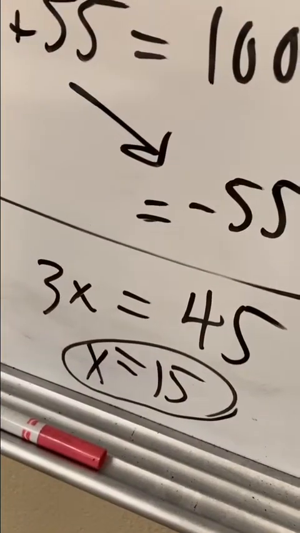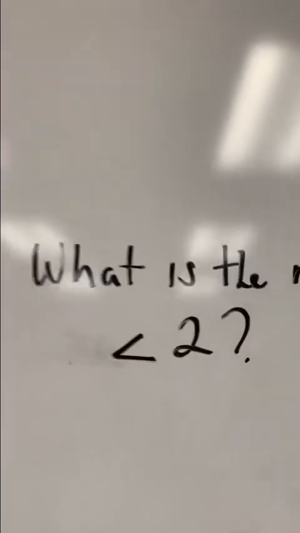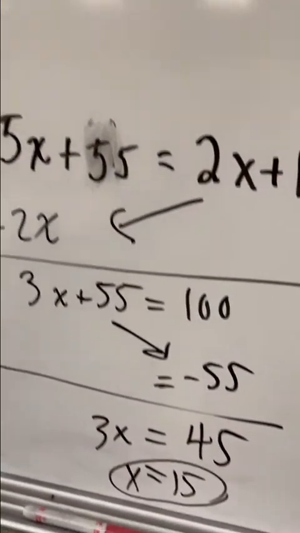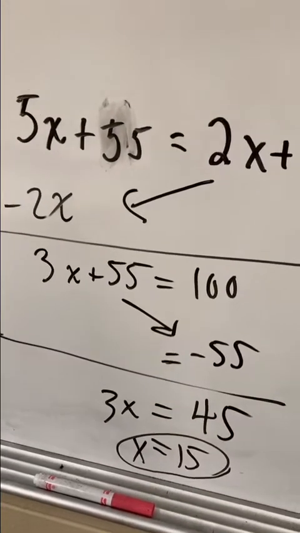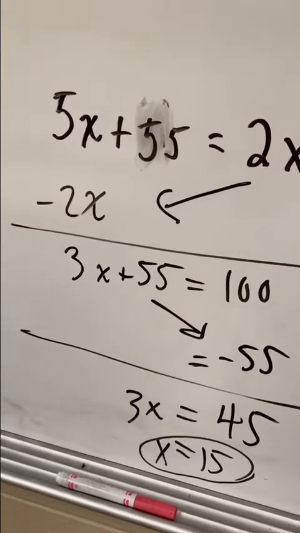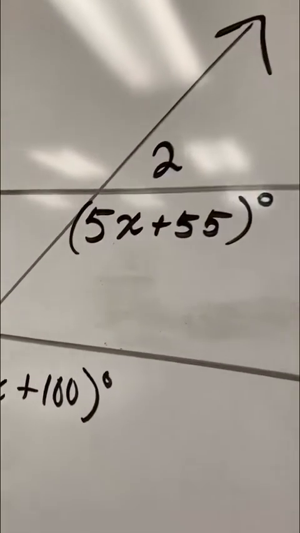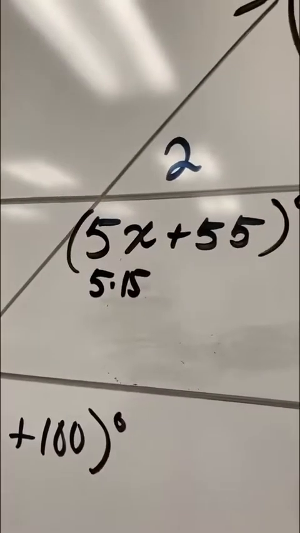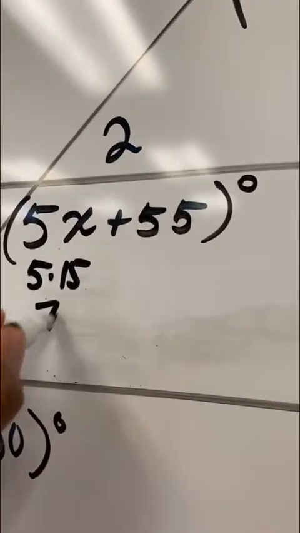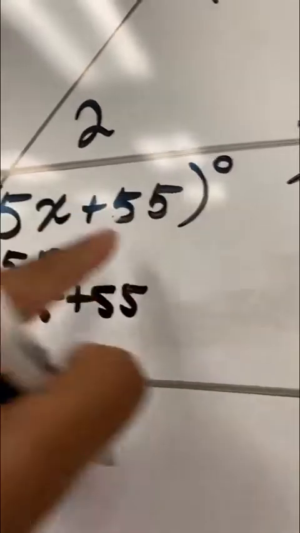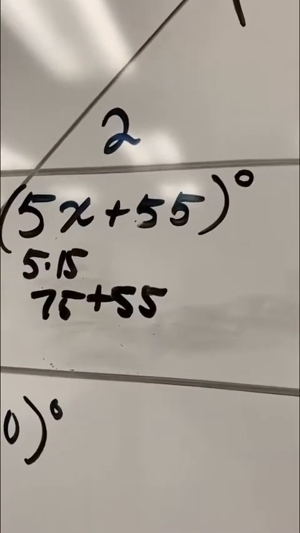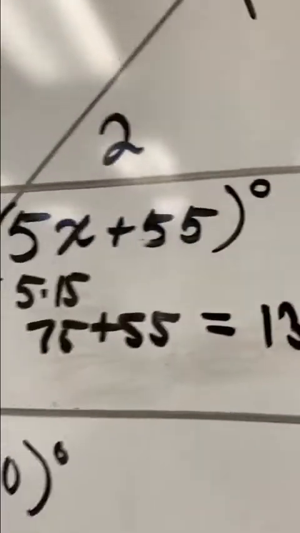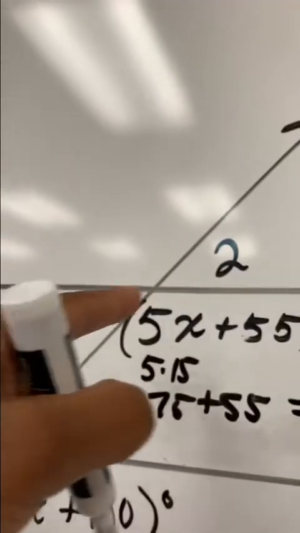Remember, this is not the answer. The question was, what is the measure of angle 2? So we have to figure out the angle measurements first, then we can figure out the one that they want us to give us the answer for, all right? All right, so x is equal to 15. That means I can plug in my 15 there. 5 times 15 is 75, plus the 55 that's sitting right there. That should give me 130. All right, so this angle is 130.